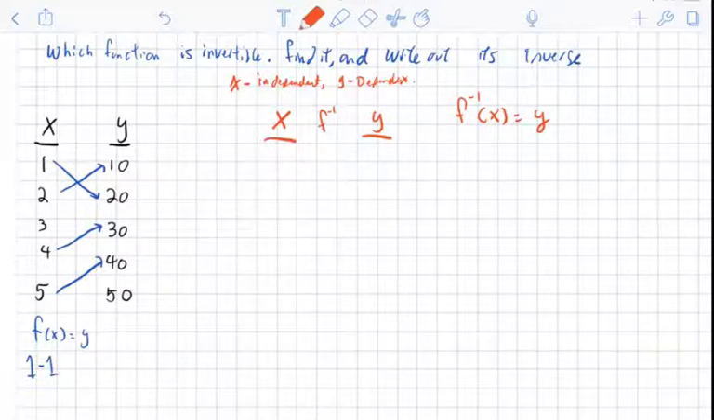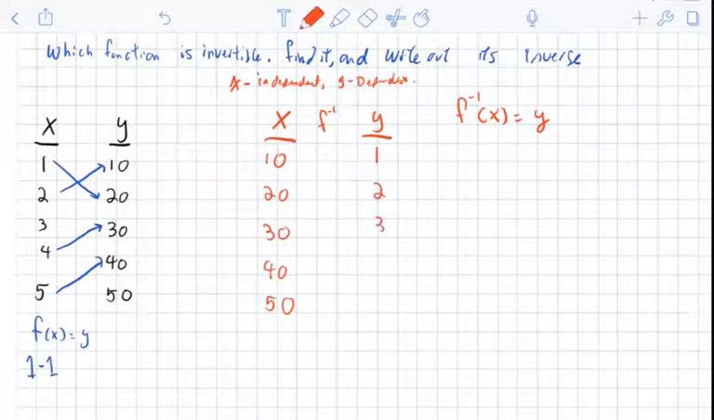Okay, so what do we write in the x column? The hint here is that it's not this. That's not x anymore. X is just a name for the thing that I'm going to input into this function. In this case, the thing you're going to input into the function are these values. That's the domain. Okay? So, 10, 20, 30, 40, 50, 1. The outputs of this function are these.